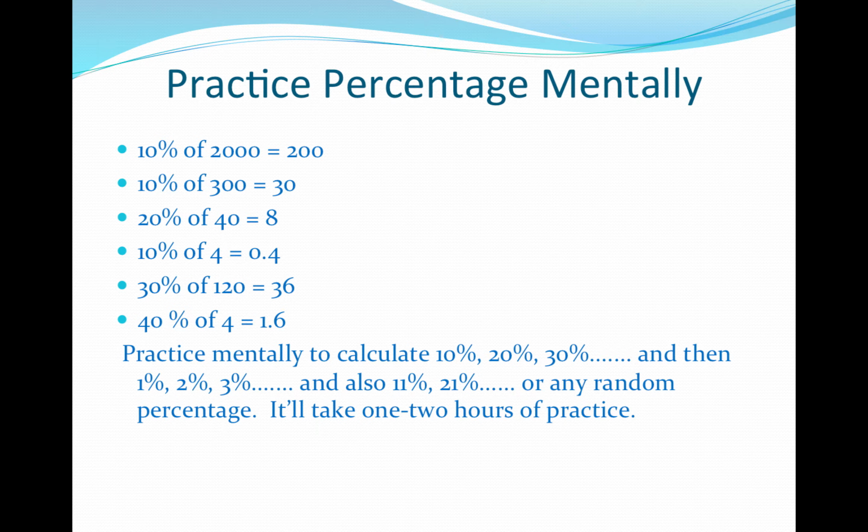So after practicing 10, 20, 30%, just practice 1, 2, 3, and we can combine both the methods to find 11%, 21%, 22%, 23%, 41%, any percentage mentally. For example, if we want to calculate 21% of 2000, 10% is 200, 20% is 400 and 1% is 20. So 21% is 420. With little practice, we can calculate it mentally very easily.